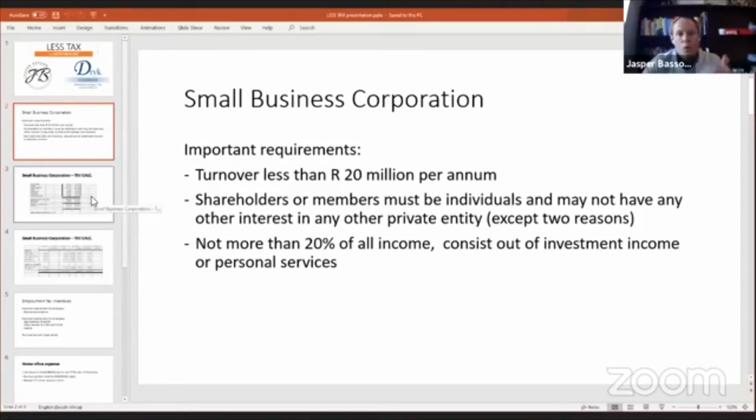So now that we established that you potentially can be a small business corporation, let's go look at the actual tax calculation and the tax advantage. I think that's the most important part of this, because today's topic is less tax.